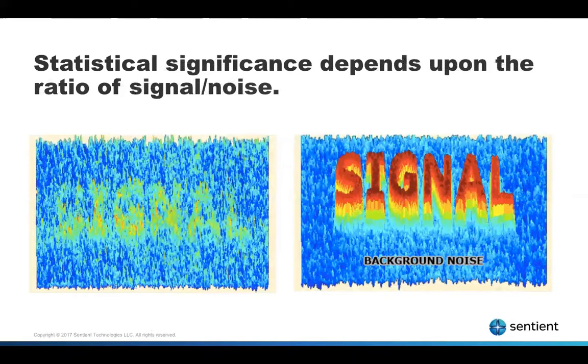Now, another thing that affects this is the ratio of signal to noise. And what does that mean? Well, look at it this way. Let's say you've got a 1% conversion rate. So for every 100 visitors that visit your site, only one of them converts. So what does that mean? Well, 100 comes in and you get one conversion, so that's 1%.